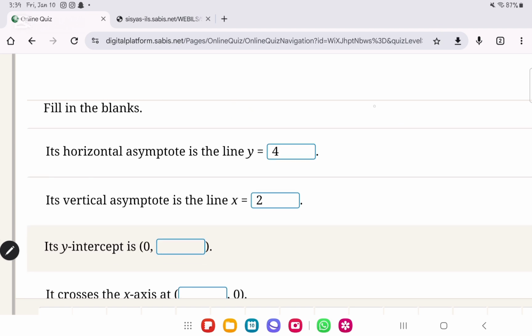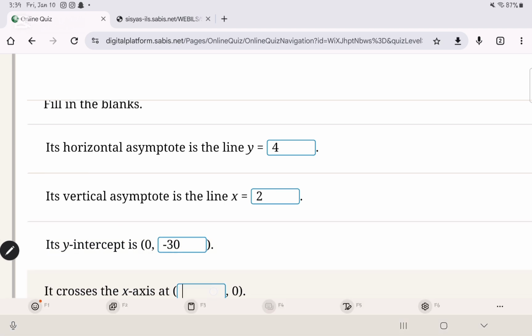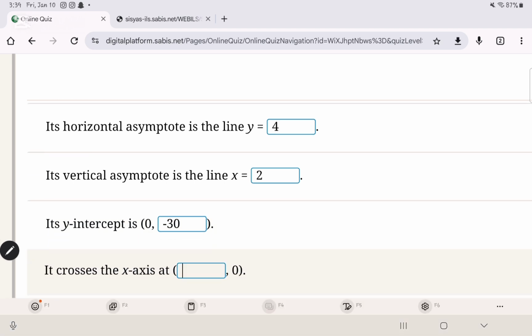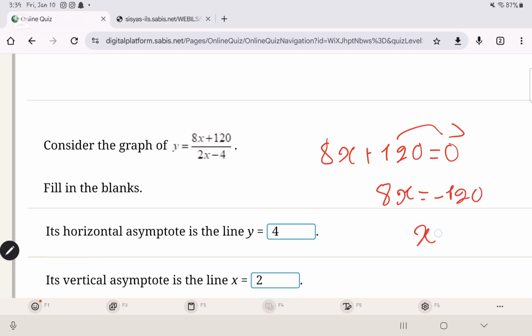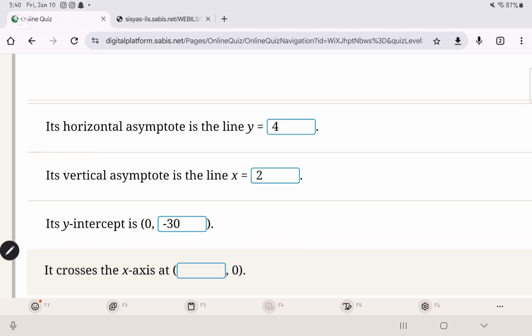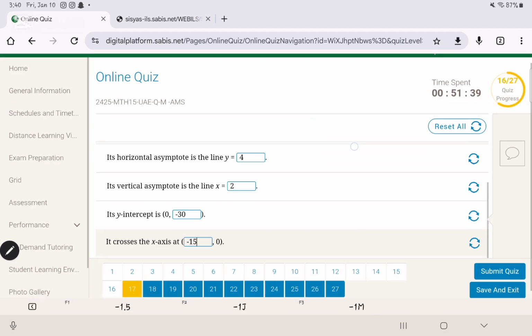This is our y-intercept. Now finally, when they say it crosses at the x-axis, that means this is the x-intercept. We said that means 8x plus 120 is equal to 0. So 8x is equal to minus 120. So x is equal to minus 15. So our answer over here is minus 15.